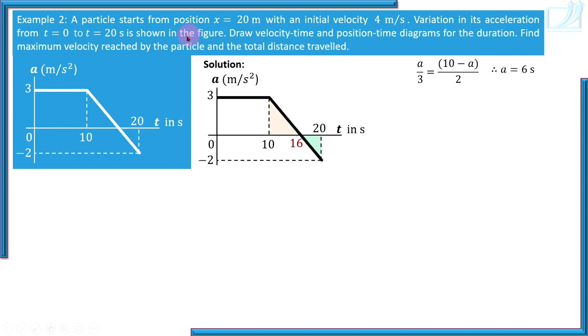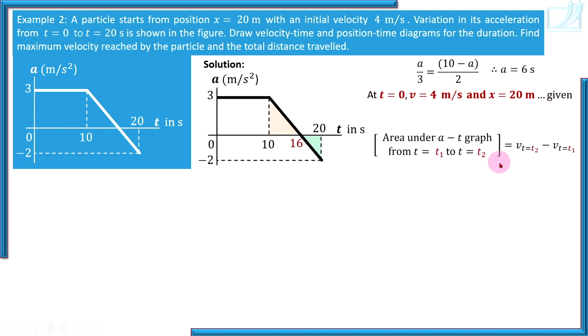We want to draw the v-t diagram first. So you should find velocity values at all these important instants: t equal to 0, t equal to 10, t equal to 16 and t equal to 20 seconds. What information we have at t equal to 0: v is equal to 4 meters per second and x is equal to 20 meters. Now to find velocity, you are using this a-t diagram. How is the a-t diagram related with velocity? Area under the a-t diagram is change in velocity.